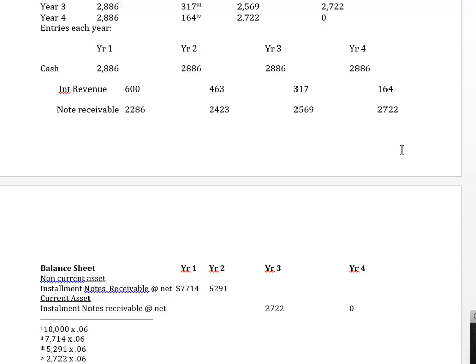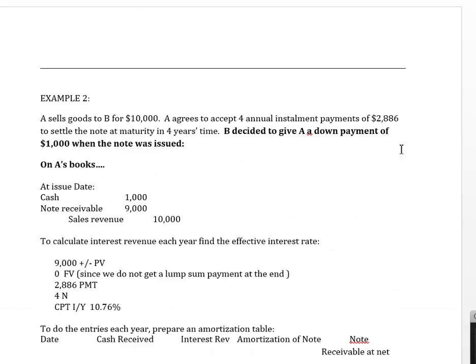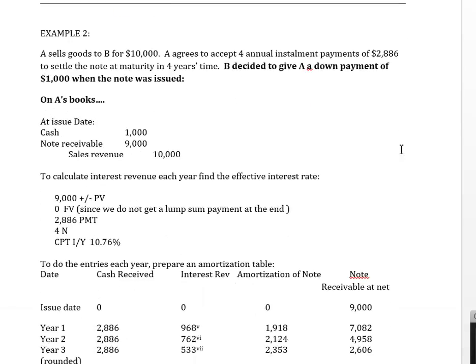Okay? So now, if we went to our second example, it varies a little bit here. Not a lot, but just a little bit. In this example, what's happening?